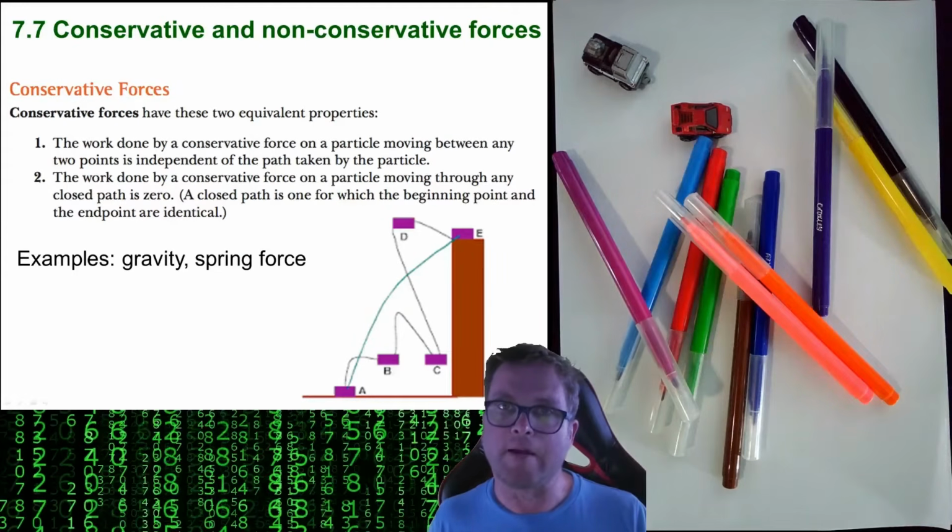The second property is actually a consequence of the first property, and I'd like you to think a little bit about that yourself. But you can imagine the book being moved from point A to point E directly along the short path, and then being returned through points D, C, B, and A, such that it returns to its starting position. In this sense, the book has moved through a closed path because its beginning point is the same as its end point.